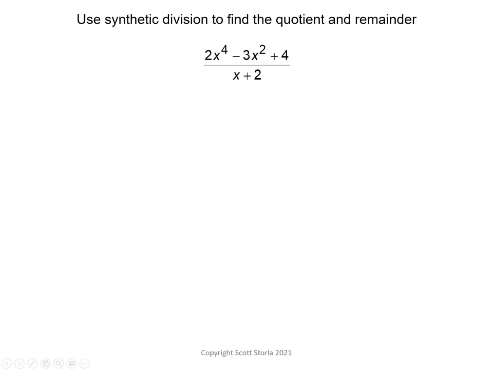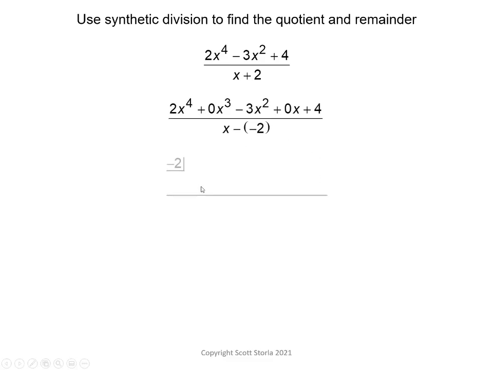Try this one. Here, I'll have to make a couple of changes. First, in the dividend, I need a 0x cubed and a 0x, and then in the divisor, I'll have to think of this as subtracting a negative 2. I'll take the subtrahend of negative 2, write my line. My values will be 2, 0, negative 3, 0, and 4.